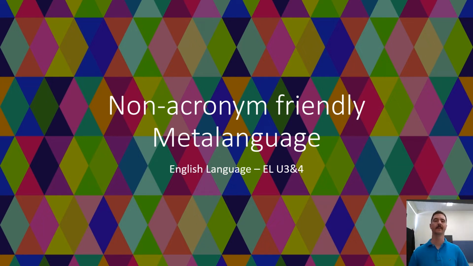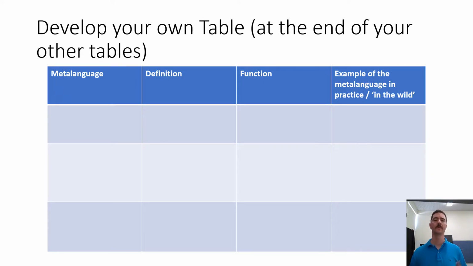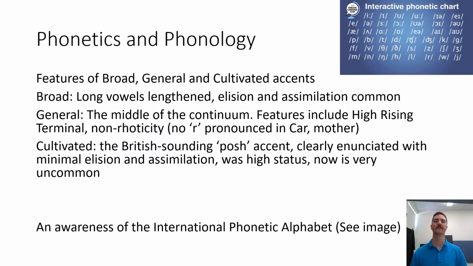Okay, so there's the meta-language that is within subsystems but isn't necessarily friendly to an acronym, so individual concepts usually. So what I want you to do is go back to the tables that you developed for each of the subsystems, and you're just going to add either a second table underneath or a little additional part where these, of course, don't have acronyms. All right, within phonetics and phonology, we've got features of a broad, general, and cultivated accents.